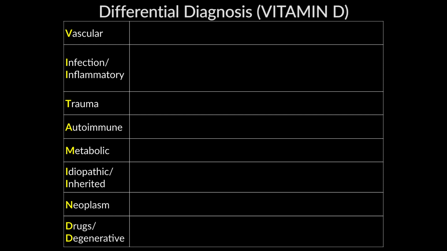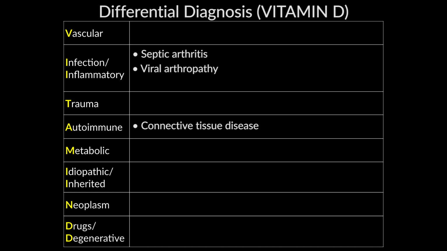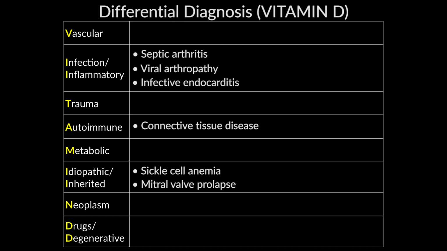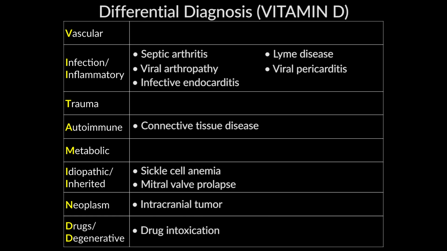The differential diagnosis is made with septic arthritis, connective tissue disease, valvular arthropathy, sickle cell anemia, mitral valve prolapse, infective endocarditis, and many other diseases which present similar clinical manifestations to acute rheumatic fever.